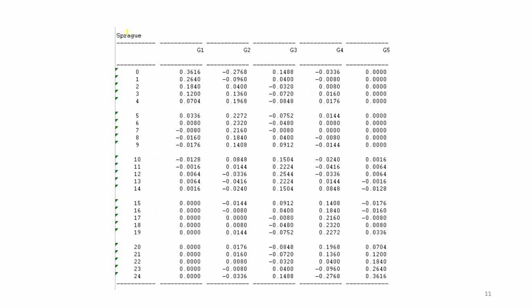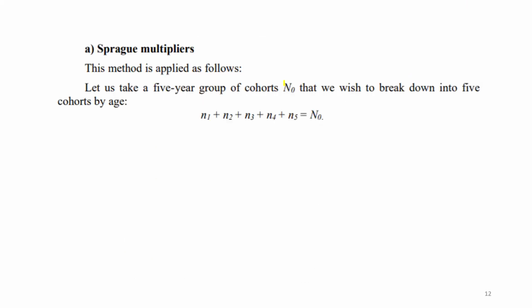Okay, this is the Sprague table. I have already uploaded the handout to LMS. Now you need to refer to that table to make these calculations. Okay, then there are some things you need to remember before moving on to the calculations.